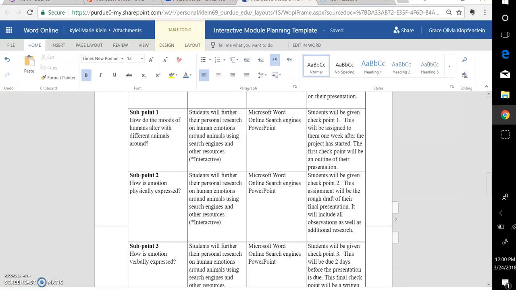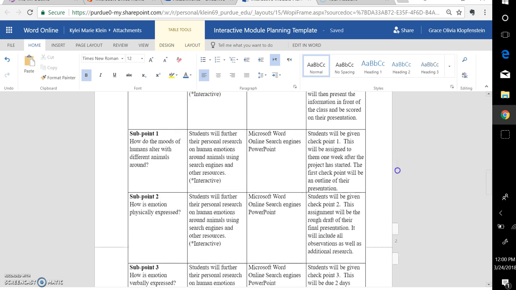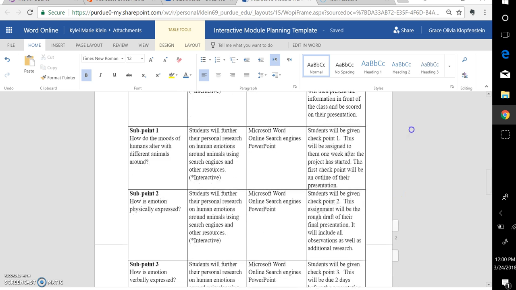Back up to subpoint 1, the students will be looking at how the moods of humans alter after different animals are around. Through this, they will be using Microsoft Word, search engines, and a PowerPoint. So they're going to be watching an interactive PowerPoint, and the students will further their personal research on the emotions that they see interacted in main point 2.